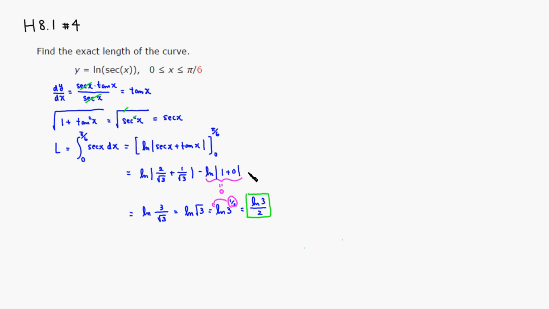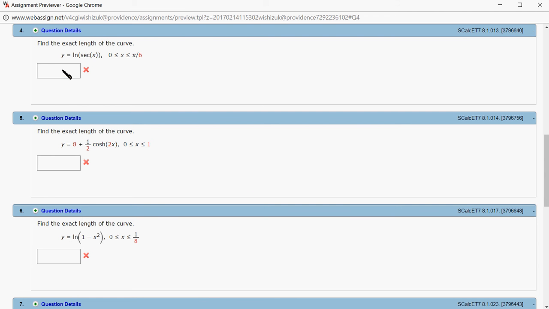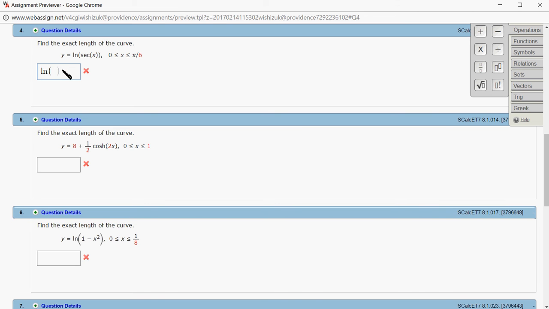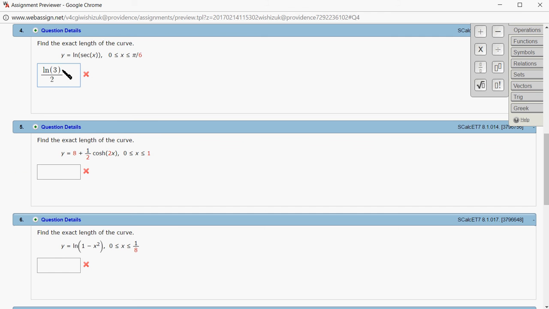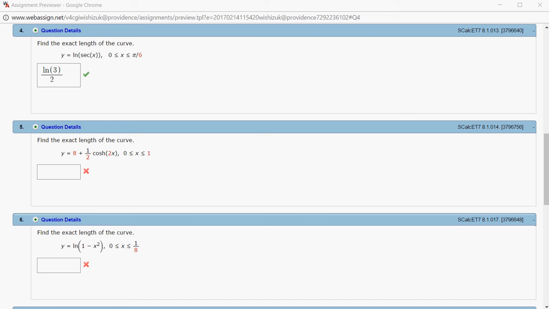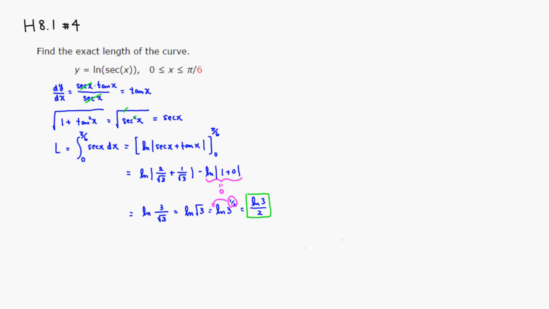All right, so let's type it in. We got 1/2 natural log of 3. Let's submit for testing. All right, it came back and looks like we got this one correctly. All right, that's it. I hope that this was clear.